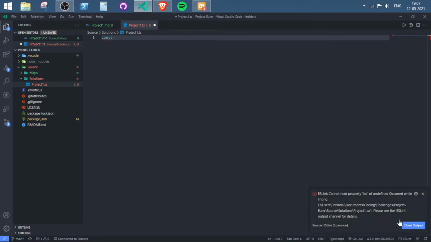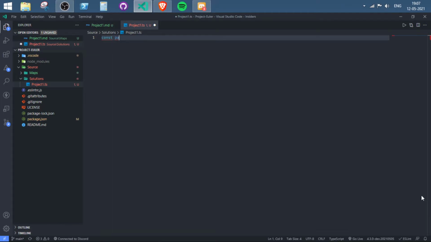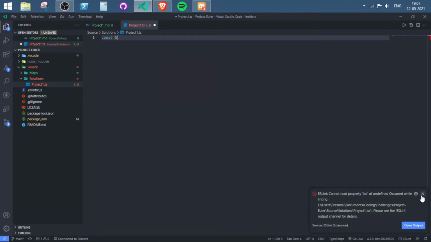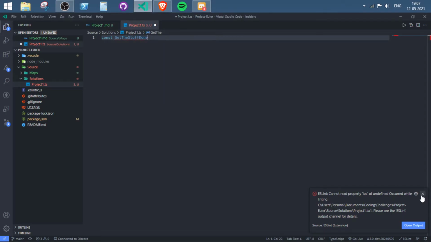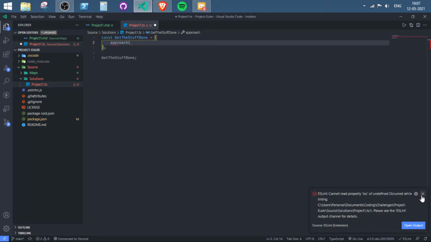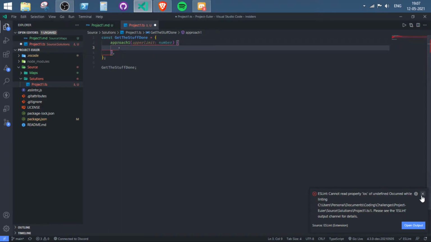So, const solution, okay, it is gonna be an object, and we are gonna check the stuff like that. Okay, just gonna keep it for now. So one is approach 1, that's the method. We are gonna take upper limit as number. Hope that's fine by you.